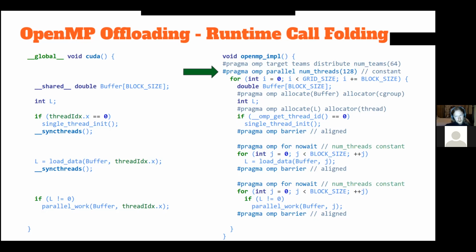And then finally, we have runtime calls that can be folded to constants if they're known. So in this case, we have the num teams and num threads clauses, which will affect how well we can perform work sharing. But because we know that they're constants, we can simply replace these with some constant value, which will improve how we do work sharing.